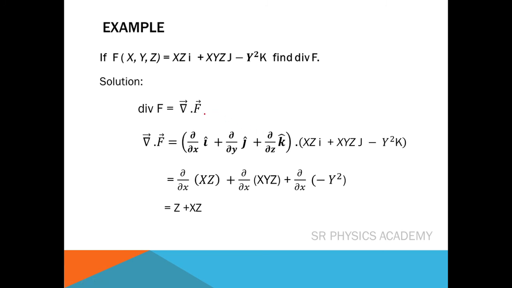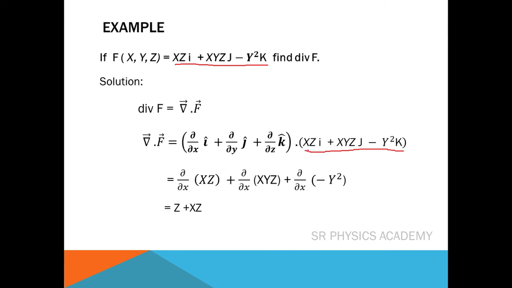Now what is f? They are giving in the question: xz i vector, xy j and y square k. So we have written here del dot f. Clear? Now we are multiplying because it is a dot product. Already we know that i into i equals 1, j into j equals 1, k into k equals 1. When it is i into j, we will get 0. So i into i is 1, so dou by dou x.